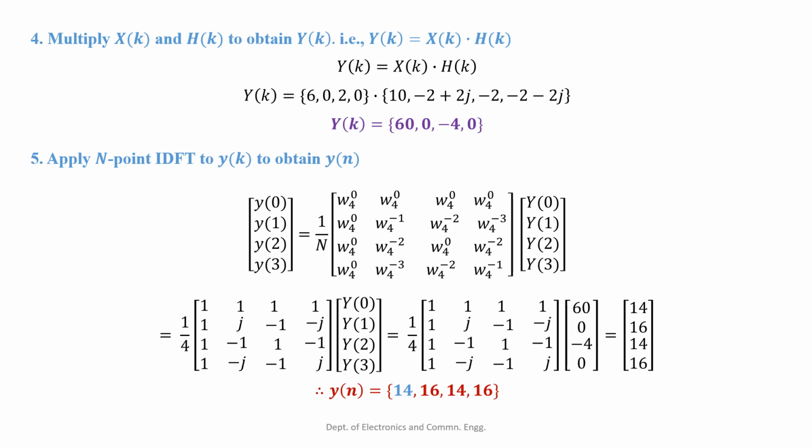So we are applying the inverse transform over here to y of k, and finally we are obtaining the result y of n is equal to 14, 16, 14, 16. And remember, in all the sequences the first element itself is the origin, including the input as well as the output.